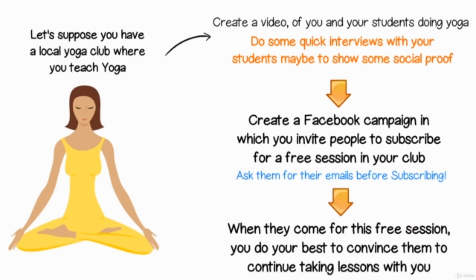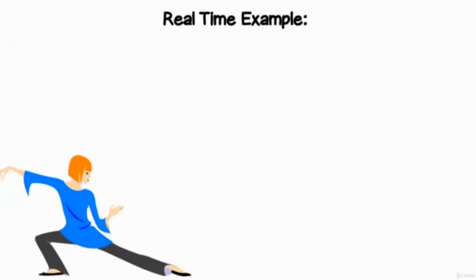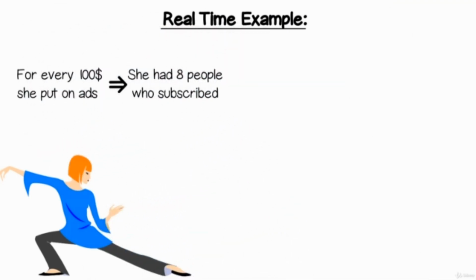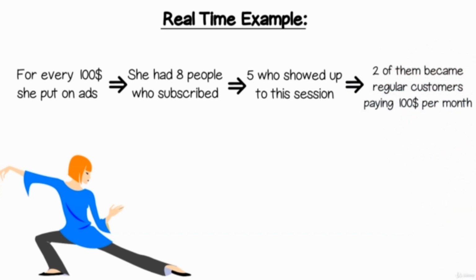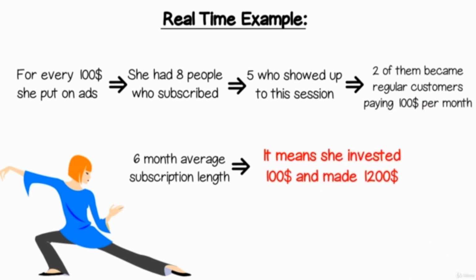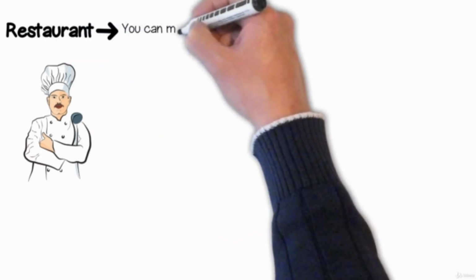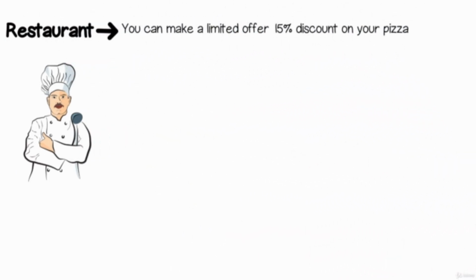you. That was the case of one of my clients. For every $100 she put on ads, she had 8 people who subscribed and 5 who showed up to this session. 2 of them became regular customers, paying $100 per month. If we assume a 6 months average subscription length, it means she invested $100 and made $1,200. That's awesome.